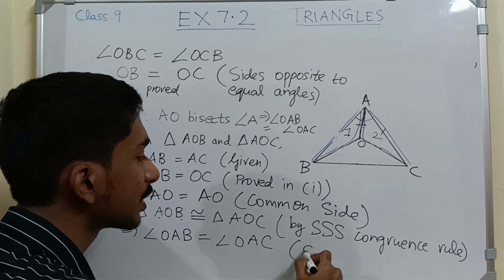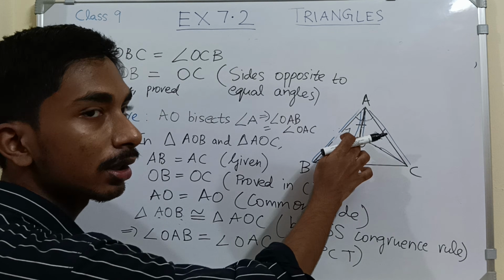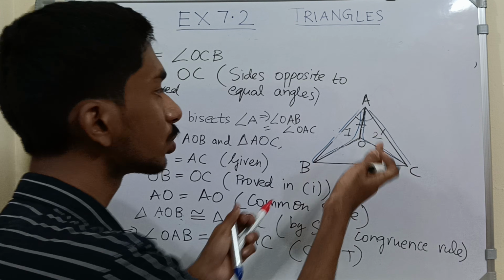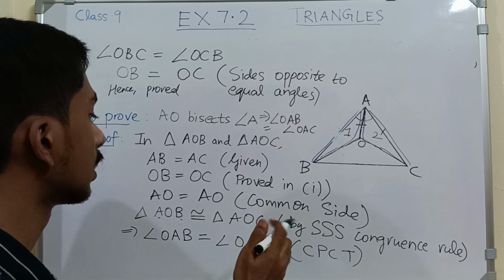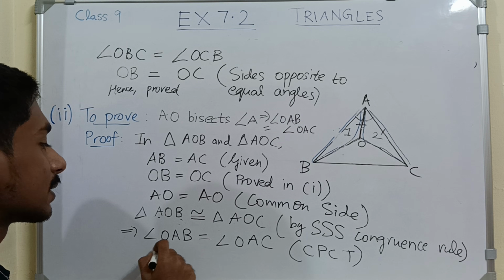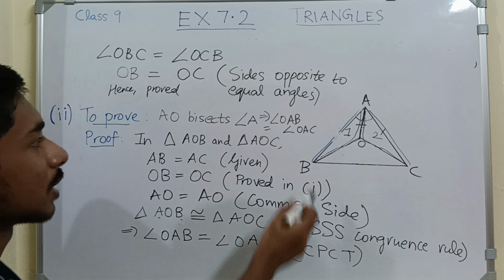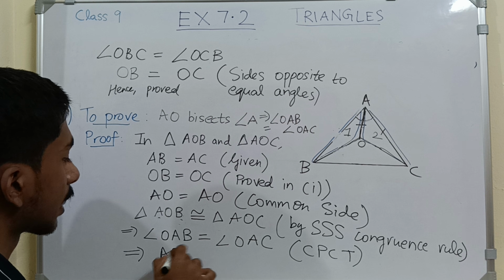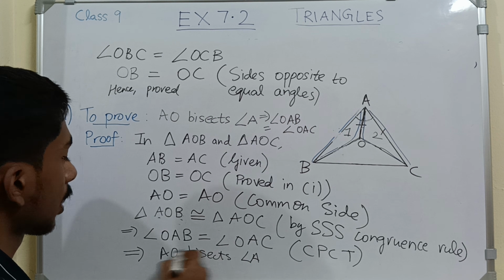So this is CPCT, corresponding parts of congruent triangles. When two triangles are congruent, the corresponding parts of the congruent triangles are equal. So if we place these two triangles on top of one another, it will be overlapping. It will look like one triangle. So all the parts of the triangle will be equal. This is just a shortcut of how to write the CPCT. OAB is equal to OAC. So that's what we have to prove. So this implies AO bisects angle A. Hence proved.